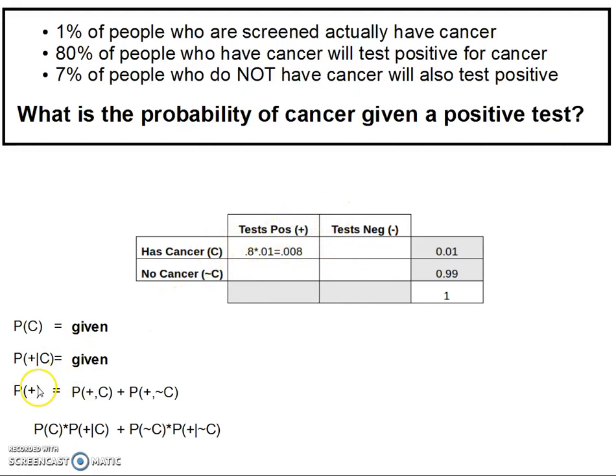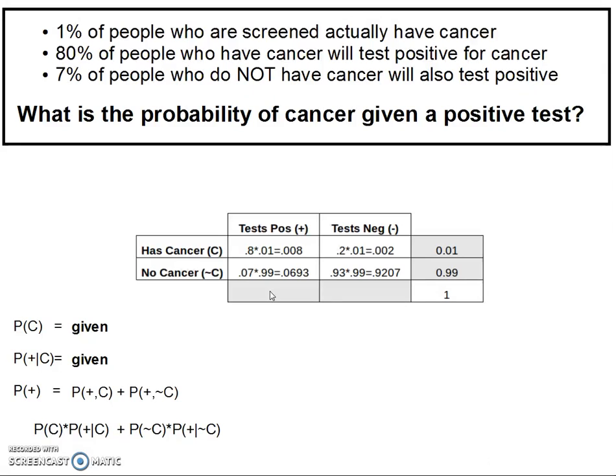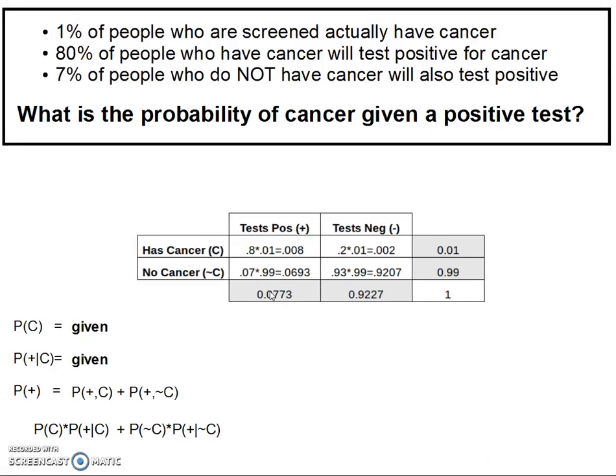What else do we know? We know that the probability of testing positive and having cancer, plus the probability of testing positive and not having cancer, has to add up to 1%. Oh, no we don't.